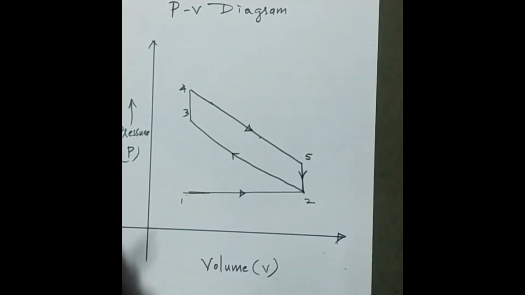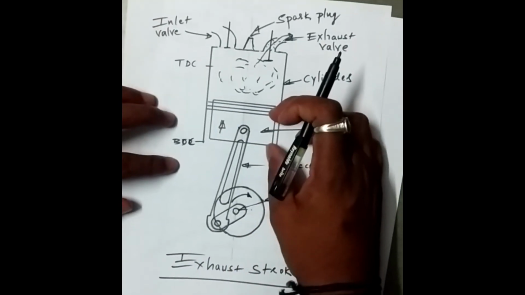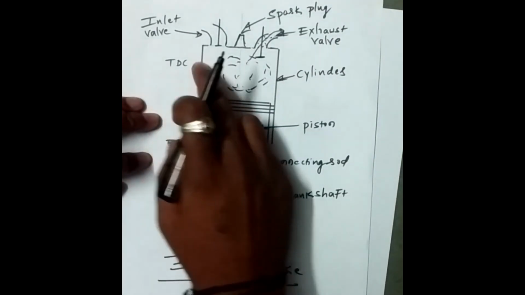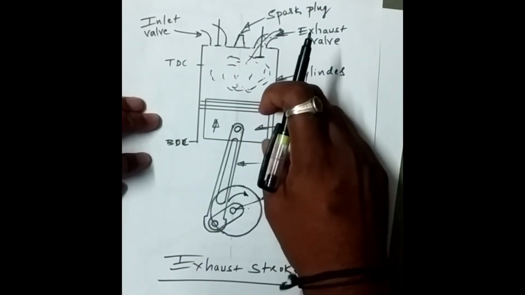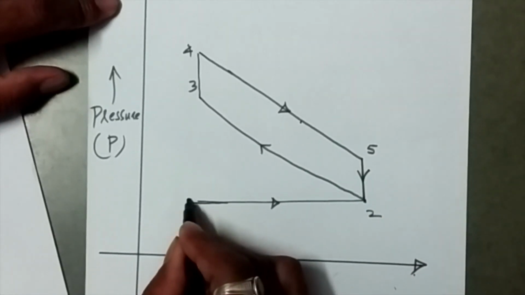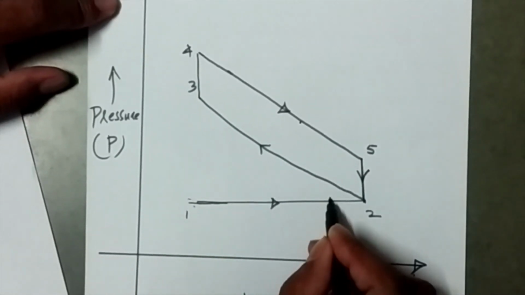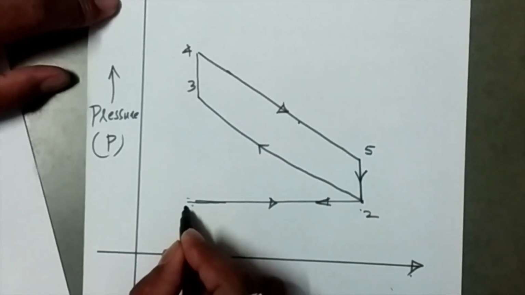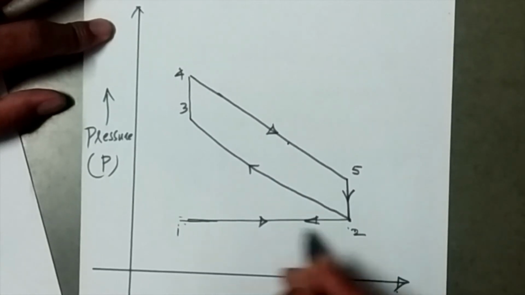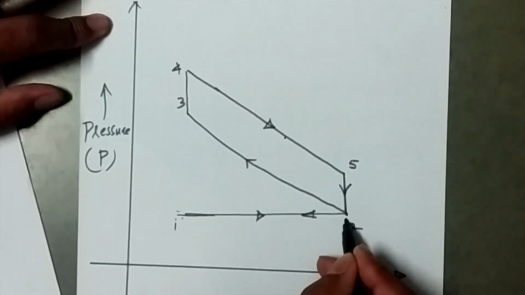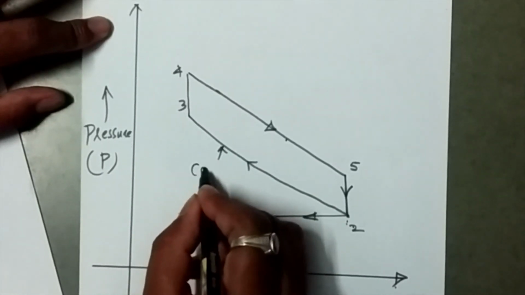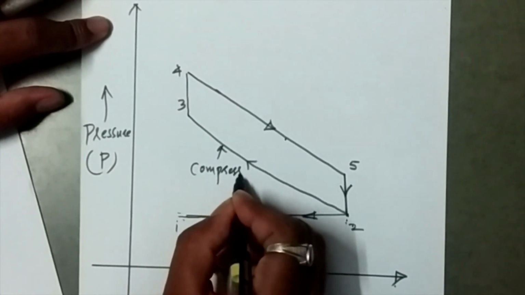And at the last, the piston is going to move from where to where? That is from BDC to TDC. Again the volume is going to decrease at a constant pressure. Like this, that is 2 to 1. So again the cycle repeats with 1 to 2. 1 to 2 is the suction stroke, where volume increases at a constant pressure, and 2 to 3 is the compression stroke, an adiabatic compression.